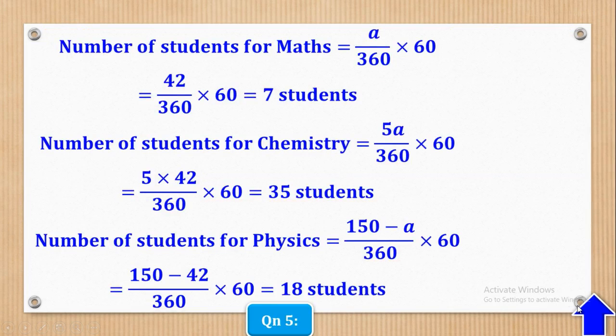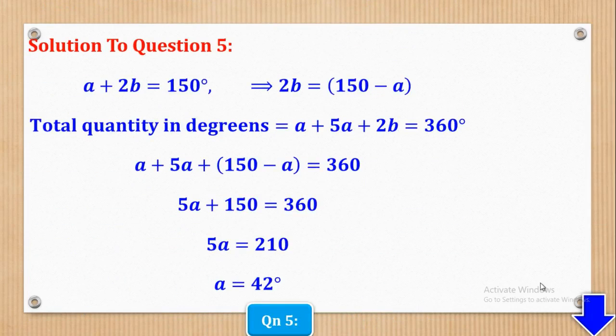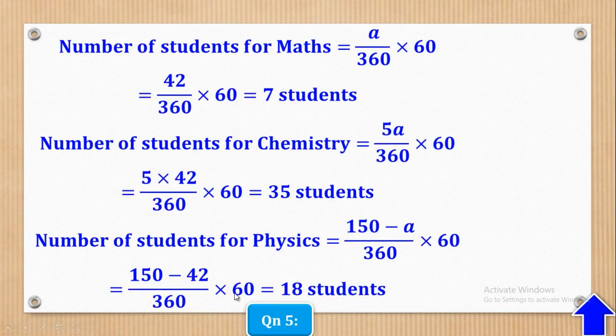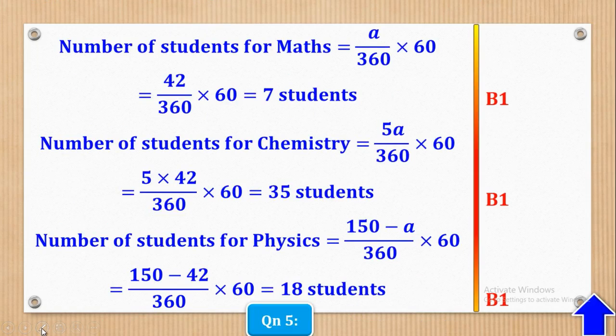Now let's see how marks can be awarded. For this slide, M1 will be for that part, M1 will be for this division, and A1 will be for you to get the angle A. Then when you go to the next slide, B1 will be for the number of students for maths, B1 for students for chemistry, and B1 for students for physics. So basically that's how the 6 marks could be awarded.